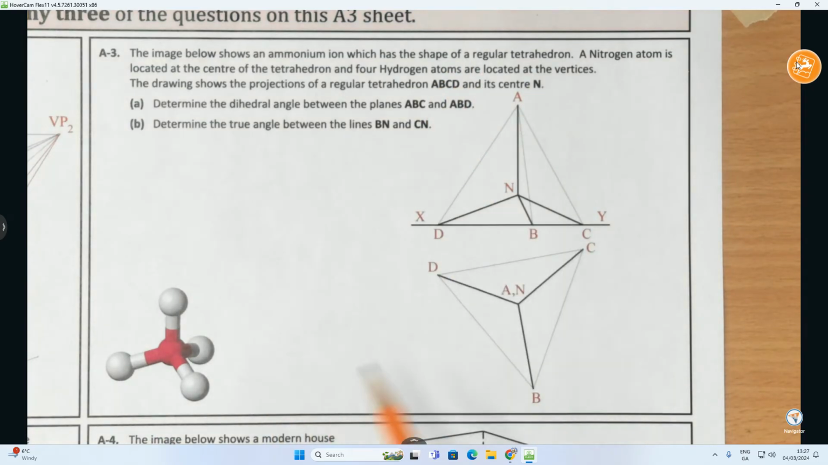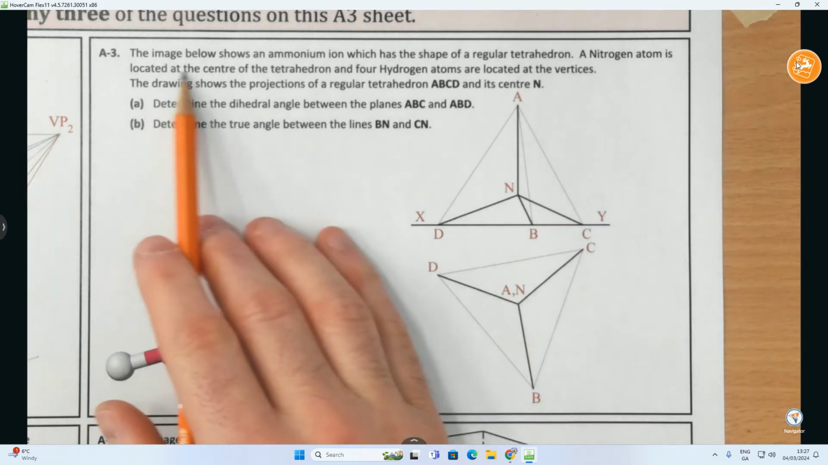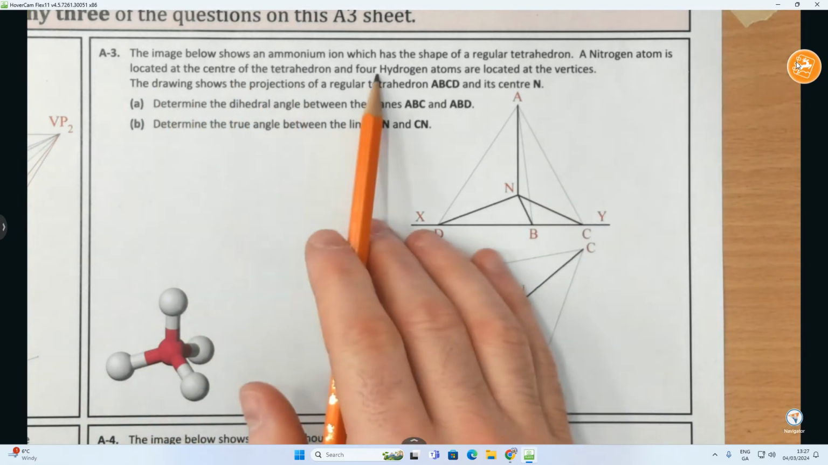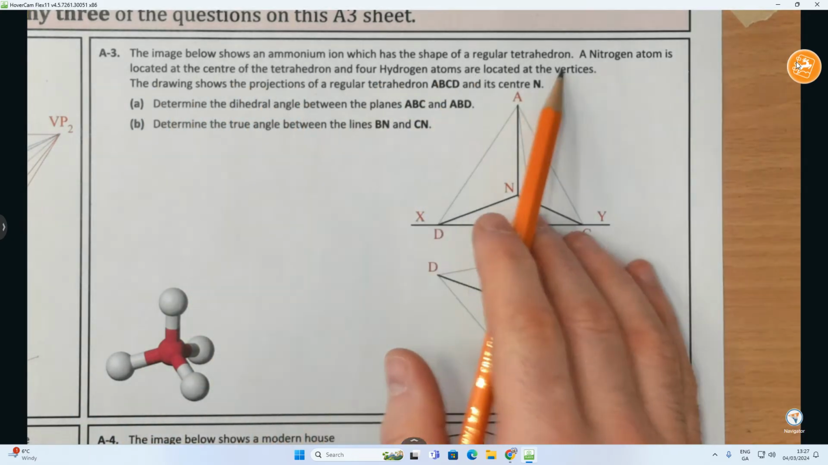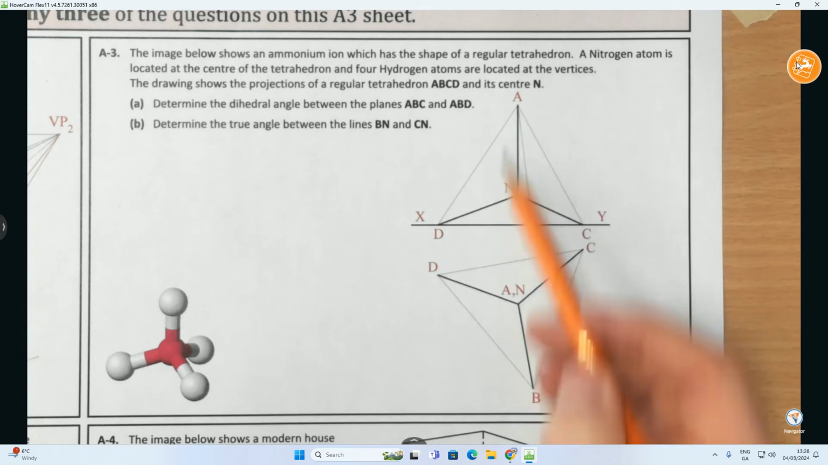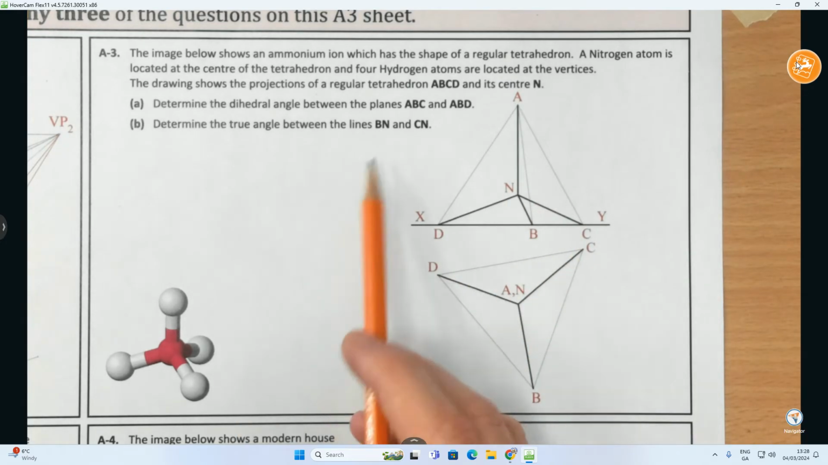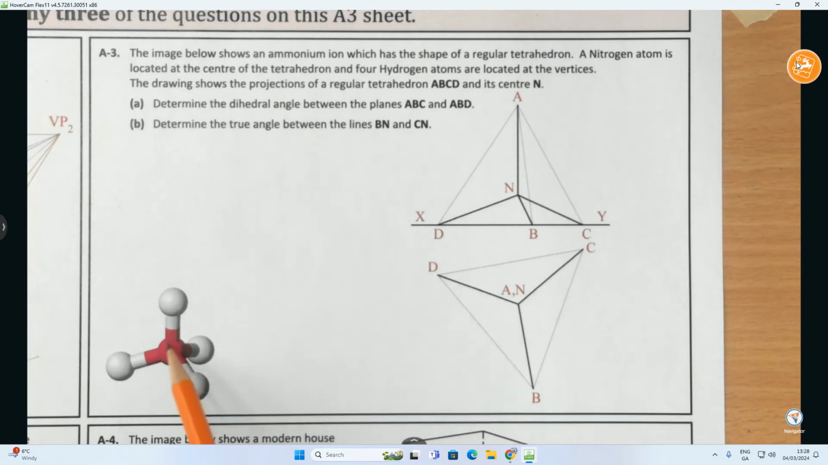Now we know a regular tetrahedron is a four-sided solid where all the sides of it are equilateral triangles. It says here a nitrogen atom is located at the center of the tetrahedron and 4 hydrogen atoms are located at the vertices. So 1, 2, 3, 4 on the outside points. In this case, they are A, B, C, and D. A is at the top, the apex. B, C, and D are all on the ground. They are the hydrogen atoms, and we have the nitrogen atom.